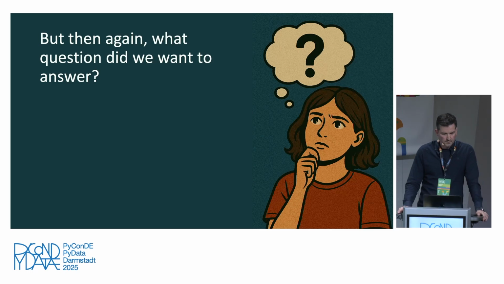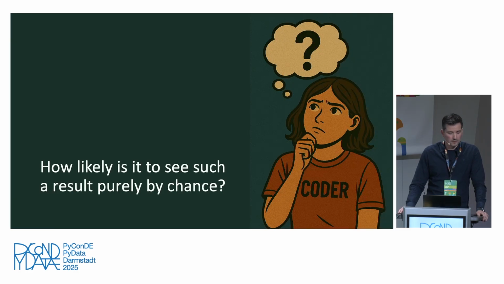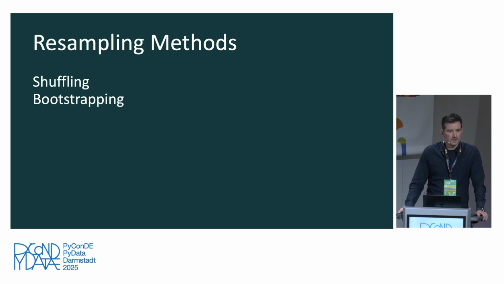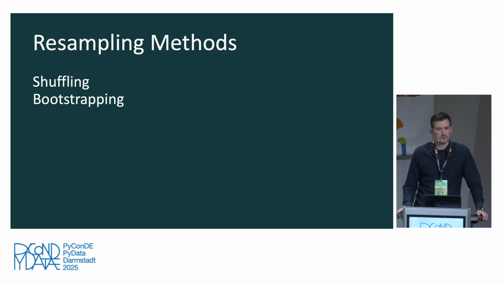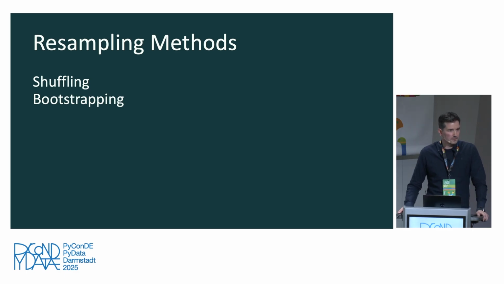But then again, the point is, what question did we actually want to answer? And this gets easily lost in this. Or is it, as you being a coder, more like how likely is it to see such a result purely by chance, right? And what I'm going to present is basically two things out of what is usually called resampling methods. The reason why I want to present it is because I think, especially in introductory statistics, they're not so often shown. At least I didn't come across them, and in my opinion, they're very intuitive for somebody who has this background.